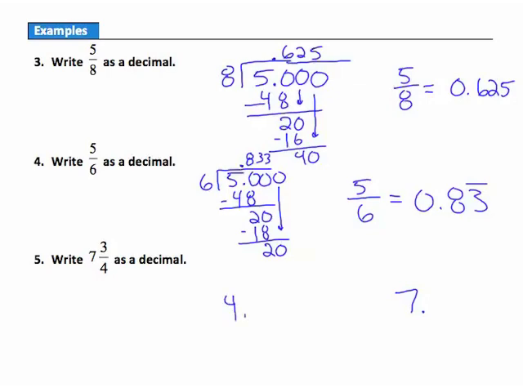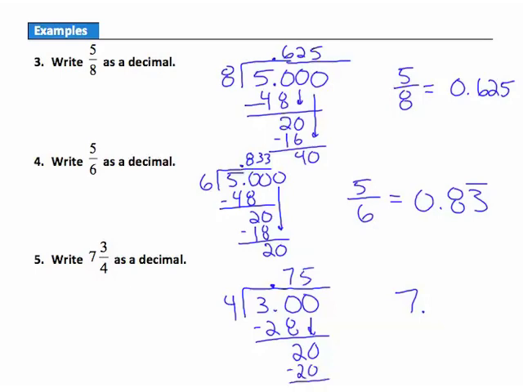So we're going to divide 4 into 3, add a decimal, couple zeros, and now we'll start dividing. 4 won't divide into 3, but it will divide into 30. 4 goes into 30 7 times. 7 times 4 is 28. Subtract, we get 2. Bring down the 0. And now 4 goes into 20 5 times. And that goes evenly. So we're done. So when I write 7 3/4 as a decimal, I get the decimal number 7.75.